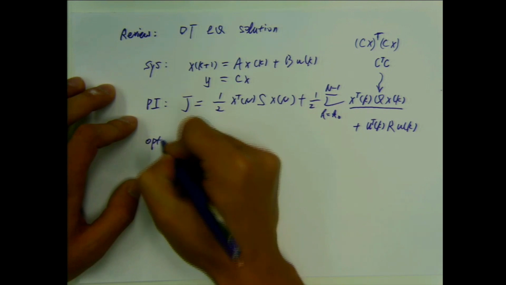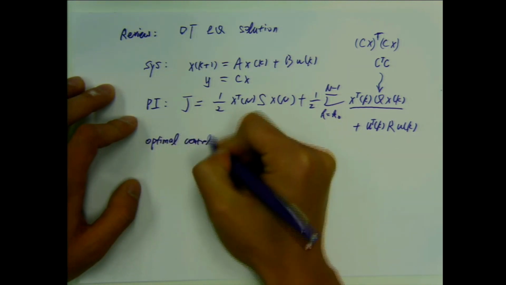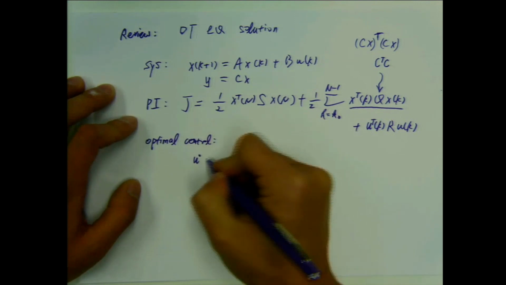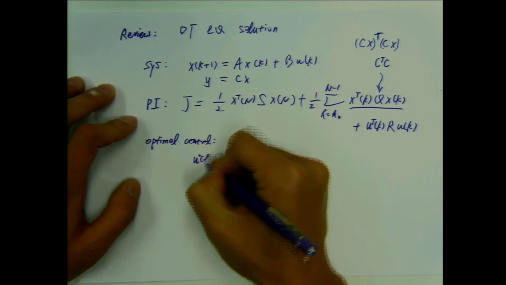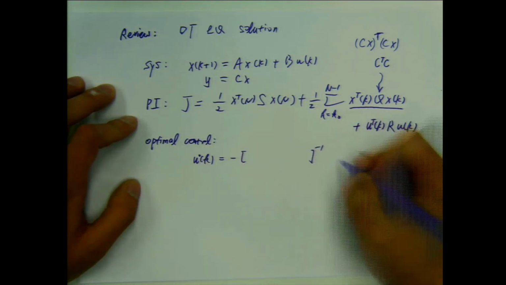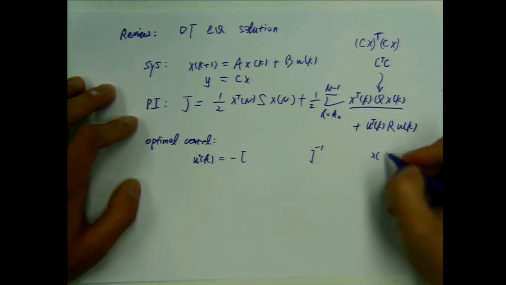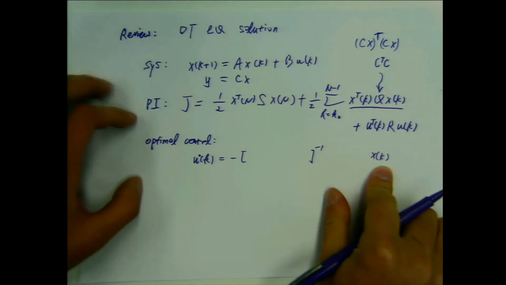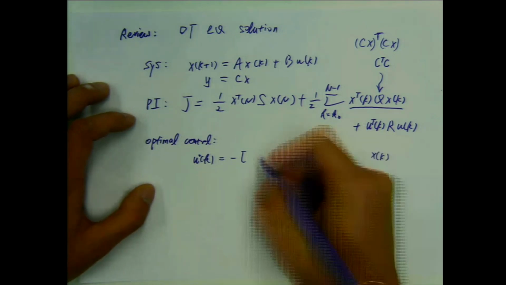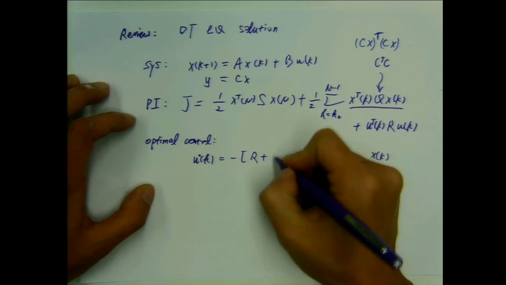The optimal control law is this: u optimal at each time index equals negative, and this is what I usually do, I write down the structure first, and then I fill in the blanks. It's a state feedback control law. And above here are a bunch of matrices that we derived last time.